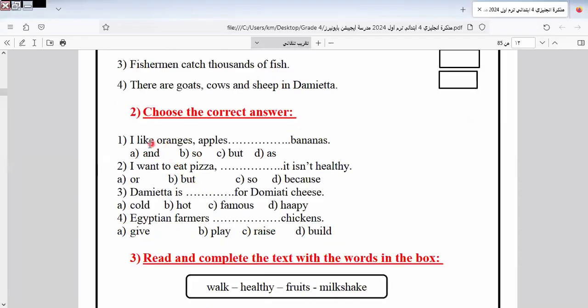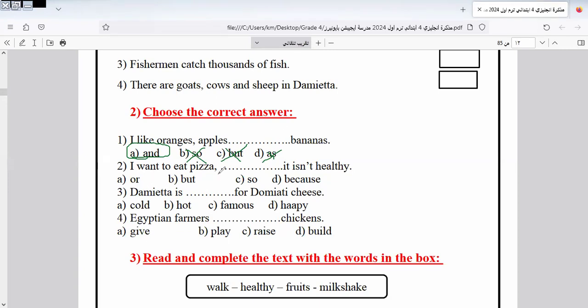Here we have: I like oranges, apples, and bananas. So what can I select? Some of you are saying so, Miss Iman, wrong. So the correct answer will be "and". Why? Because we are adding something to something, as we know during the lesson. You can say, Miss Iman, why are you doing this? I'm doing this because I put myself in your place in the exam, and if you remember what we taught and explained during the lesson, you can answer the correct answer here.